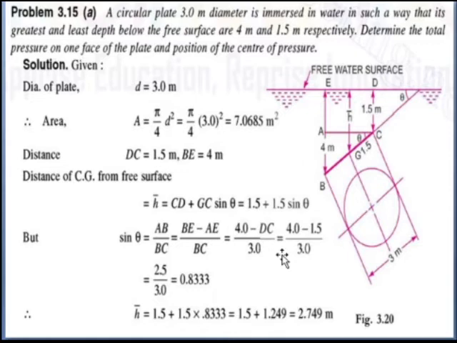Already we have seen the first example of a rectangular plate immersed in the liquid. Now we will see a circular plate immersed in the water. So what is the problem? A circular plate of 3 meter diameter is immersed in the water in such a way that its greatest and least depth below the free surface are 4 meter and 1.5 meter respectively. Determine the total pressure and also the position of center of pressure.